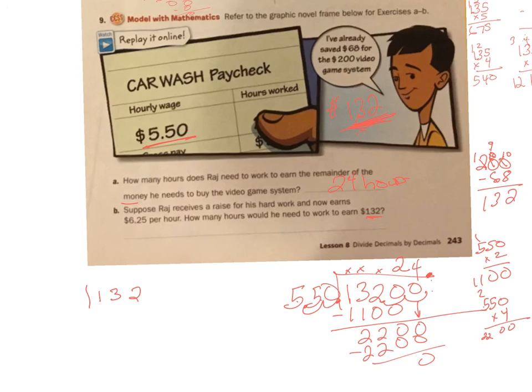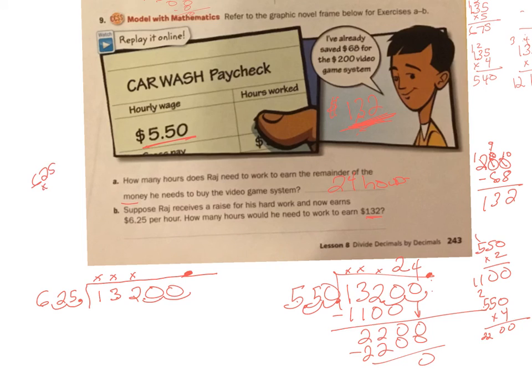132 divided by 6.25. I go over 1, 2. Here's my decimal right there. 1, 2. And now it sits on top right here. Okay. 625 doesn't go into 1. It doesn't go into 13. It doesn't go into 132. But it does go into 1,320. And I'm going to say it goes in there 2 times.